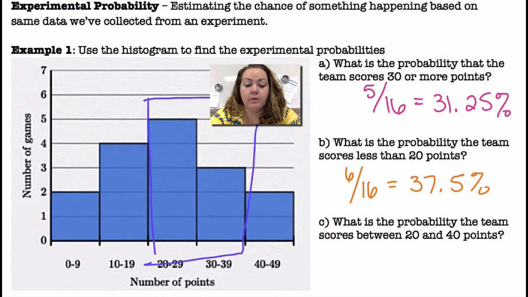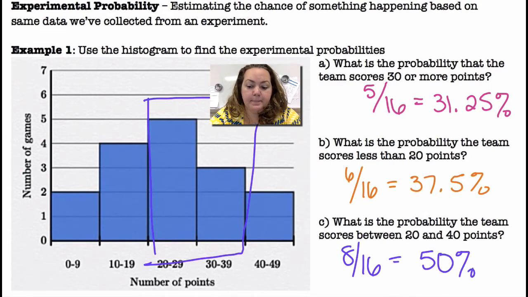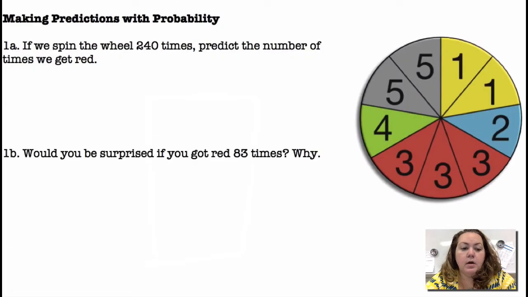Part C, what is the probability the team scores between 20 and 40 points? Between 20 and 40 would be 20 to 29 and 30 to 39, which is 8 out of 16, which is 50%. So this histogram was based off somebody actually playing the game and how many points they got when they played the game.